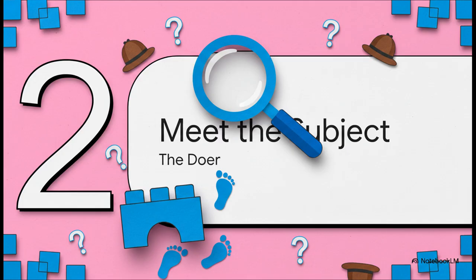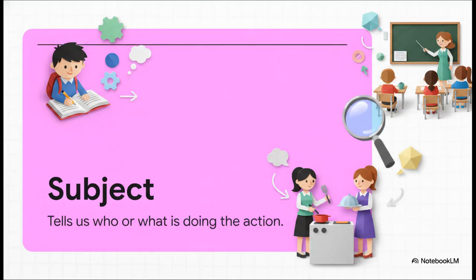Section 2, meet the subject. Now the detective work begins. We need to hunt down our very first building block. I want you to imagine this one colored in a bright, vibrant blue. The subject is the undisputed star of the sentence. It tells us exactly who or what is doing the action. If Ahmed writes neatly, Ahmed is our star. If my sister cooks dinner, my sister is the one driving the action. The subject is always the doer.